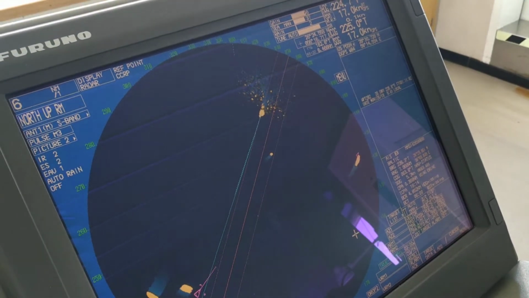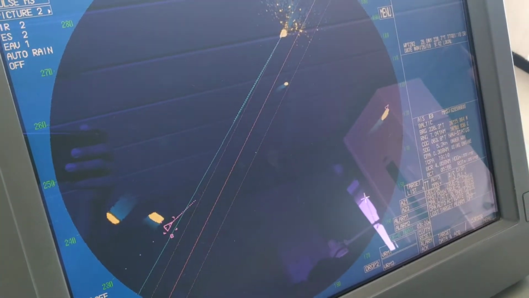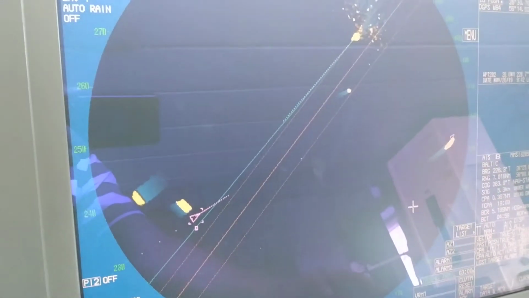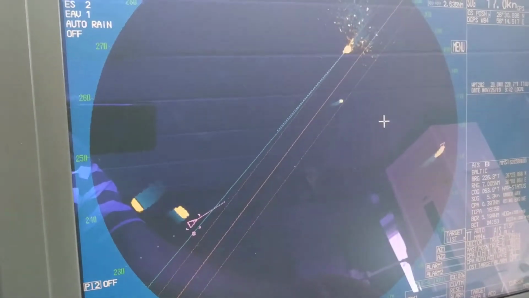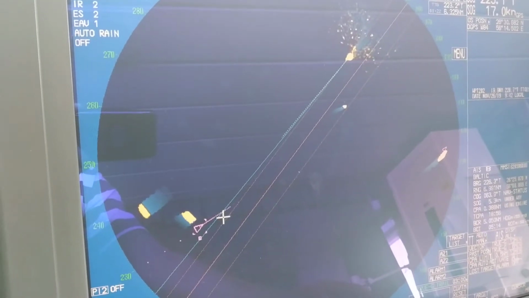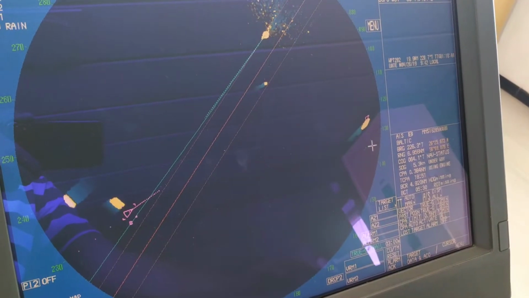In this case I'm just going to explain to you that here you can see two targets. My ship is in this position, as you can see the cursor. This is my vessel and this is the other vessel that is approaching.